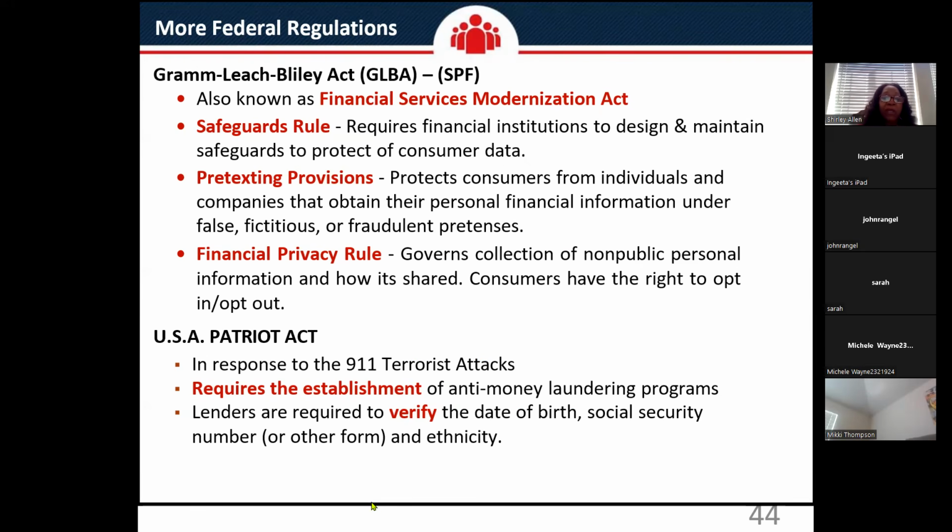Safeguarding rules require financial institutions to design and maintain safeguards to protect consumers. Pretexting provisions protect consumers from individuals and companies that obtain their personal information under false, fictitious, or fraudulent pretenses. The financial privacy rules govern the collection of non-public personal information, how it gets shared, and give you the right to opt in or opt out of this sharing.